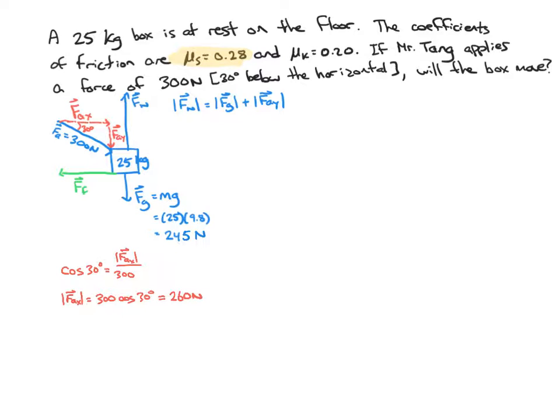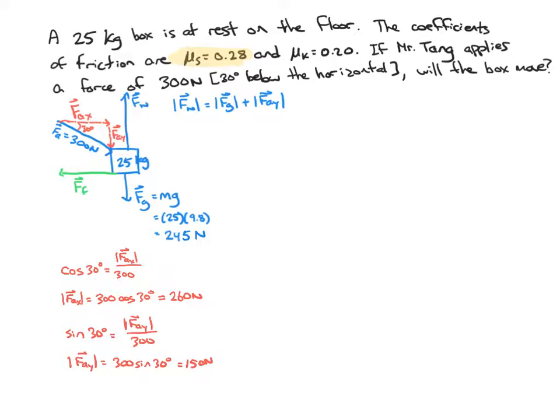Now the y component is the opposite side of 30 degrees, so it's going to be SOH, or sine of 30 degrees equals opposite over hypotenuse. Hypotenuse is 300. And multiply both sides by 300. That gives me 150 newtons. So I have the two components of the applied force there.